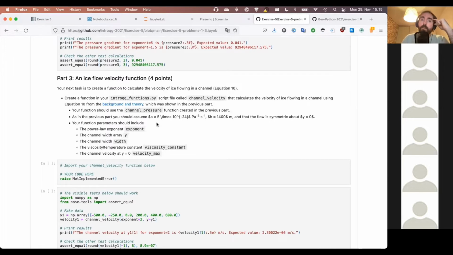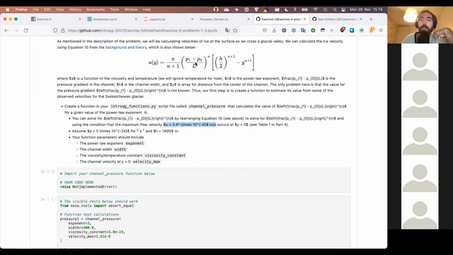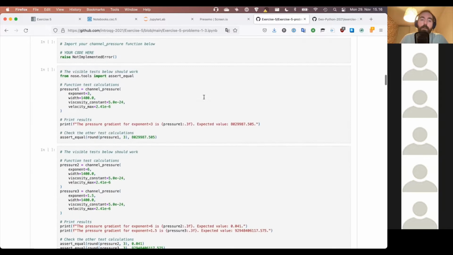After that, we can then come up with an ice flow velocity function. So now, in the first part, you're calculating just to figure out what this P1 minus P0 over L term is. Once you know that, for whatever n value you have, you'll be able to plug that term into this equation to calculate what the velocity is.